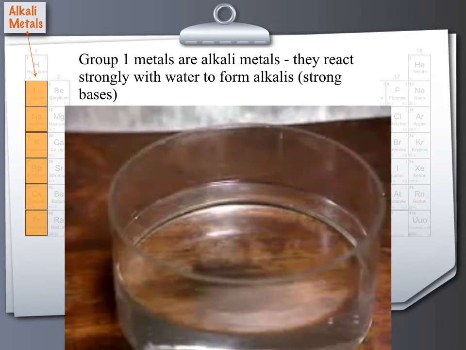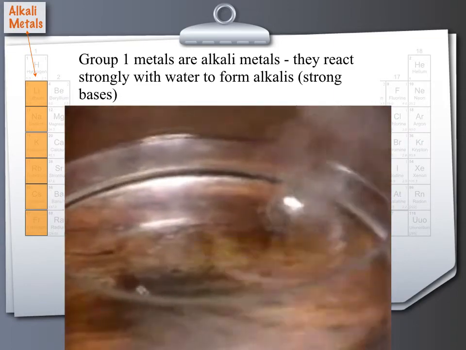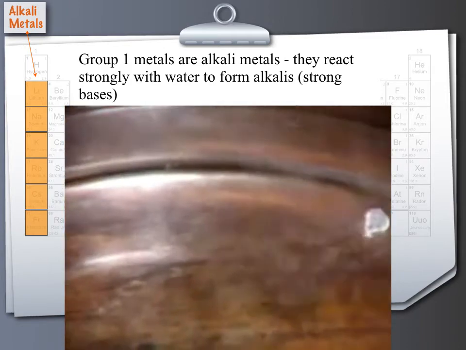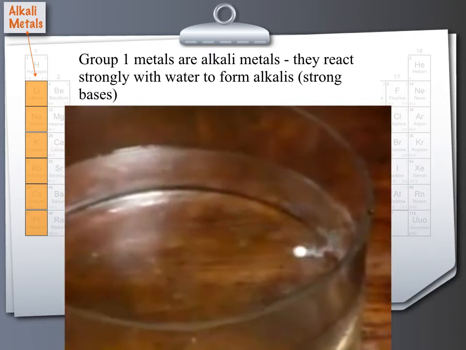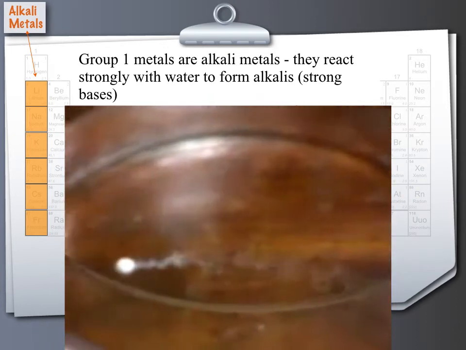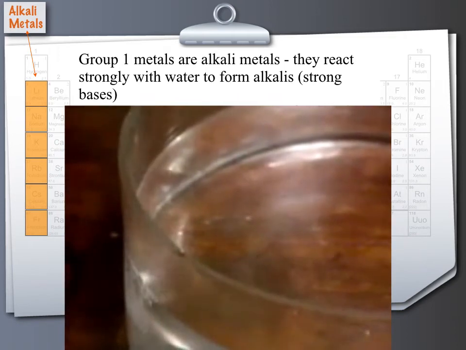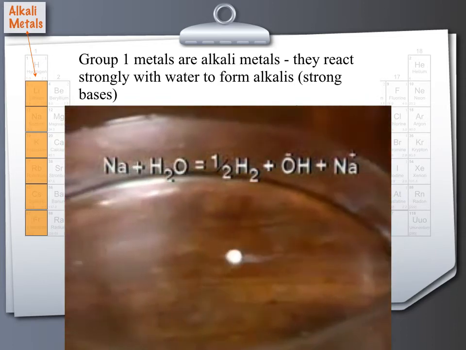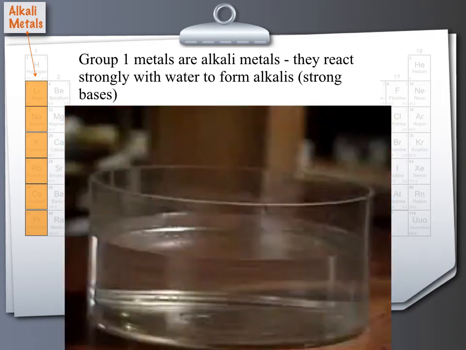Now let's see another reaction of the alkali metals, the reaction with water. We'll start with lithium. The metal floats on the water and reacts with it, giving off hydrogen gas. Now for sodium. The same sort of thing happens, although the reaction is a bit more vigorous. All the alkali metals react with water in the same way. Let's see an equation for the reaction. Hydrogen gas is produced, and the metal dissolves to give an aqueous cation with a single positive charge.